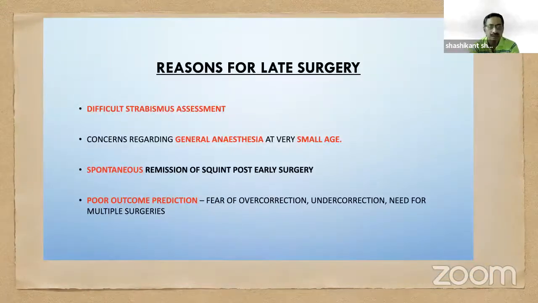And reasons for late surgery. This is a different group who say that with early surgery there's a possibility of difficulty in examining strabismus in these patients, and there are concerns regarding general anesthesia at a very small age. There can be spontaneous remission of squint post early surgery, and there's a poor outcome prediction. There will be fear of overcorrection, undercorrection, and need for multiple surgeries.